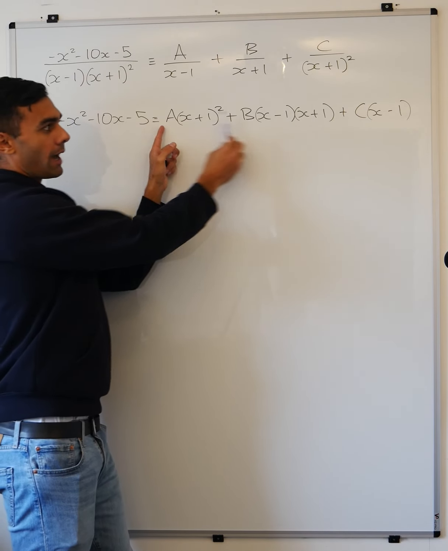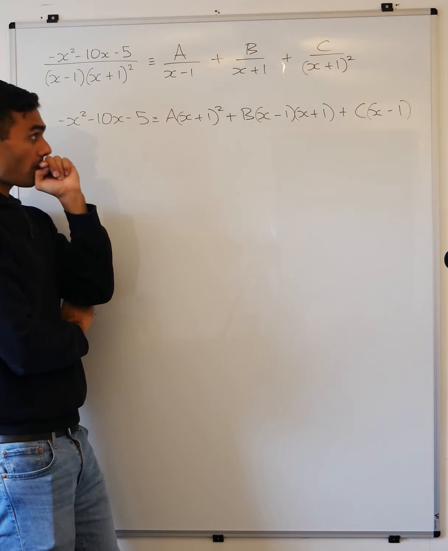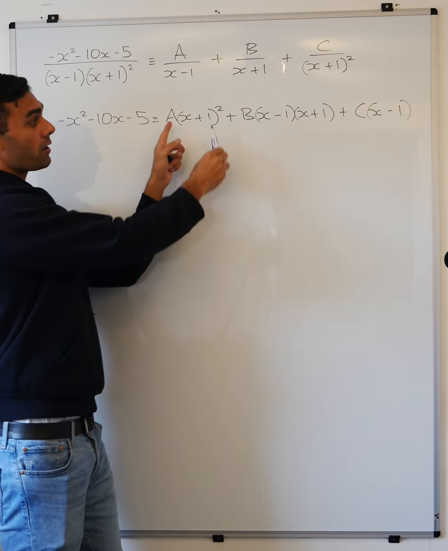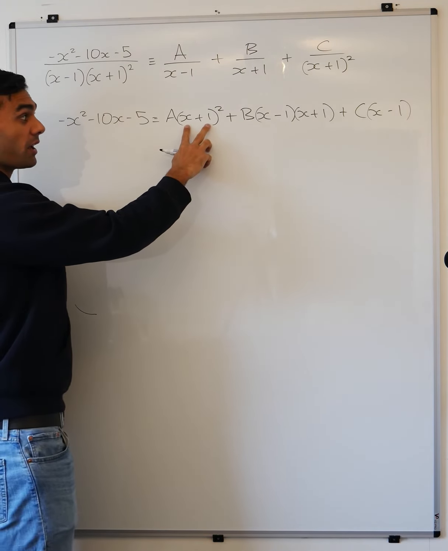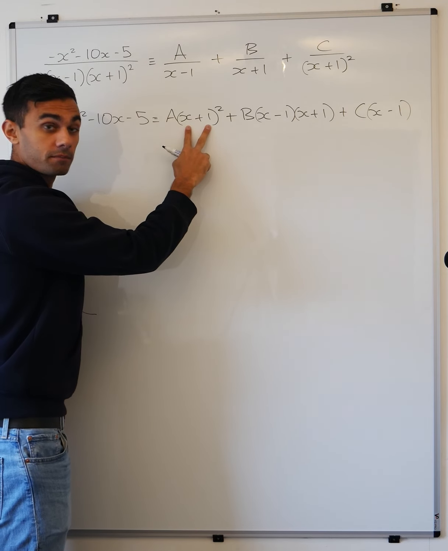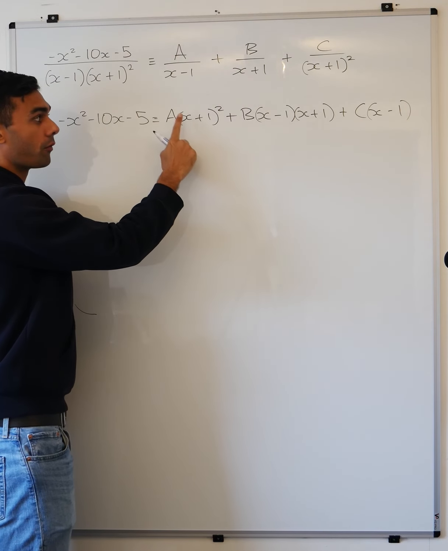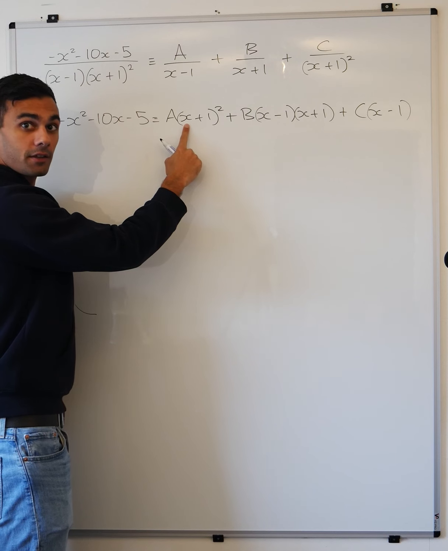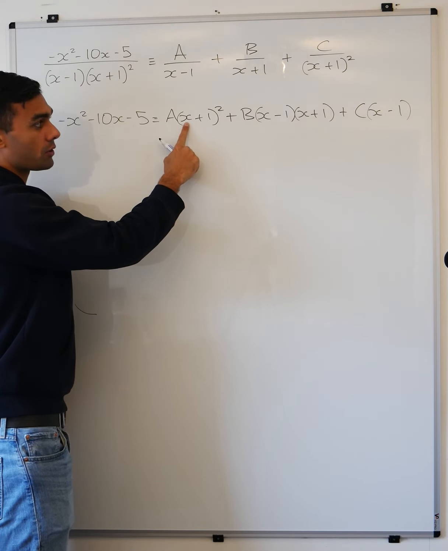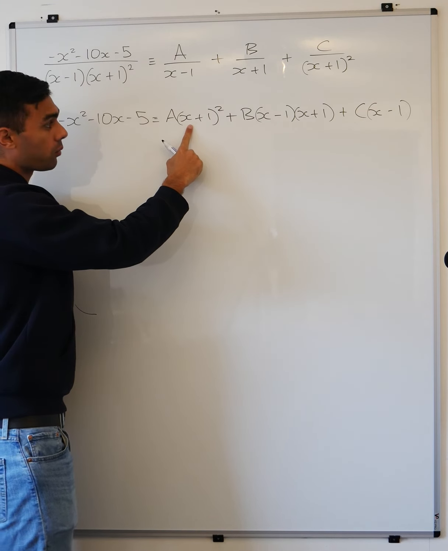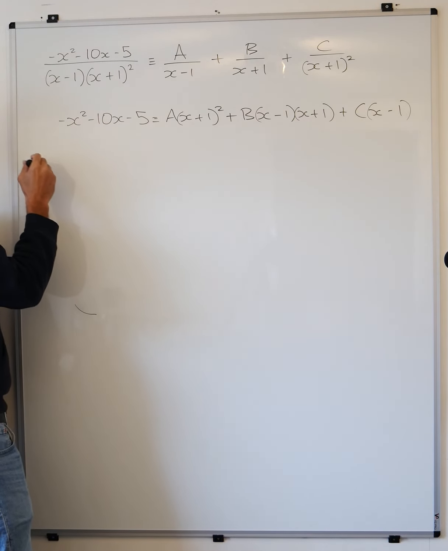And now we need to work out what A, B and C are. So just as before, we're going to try and eliminate these brackets. So maybe we could start here and try and get rid of this bracket. You're asking yourself, what do I need to sub in to make this bracket 0 for X? And it's -1. So we'll put -1 in and we'll see what happens.